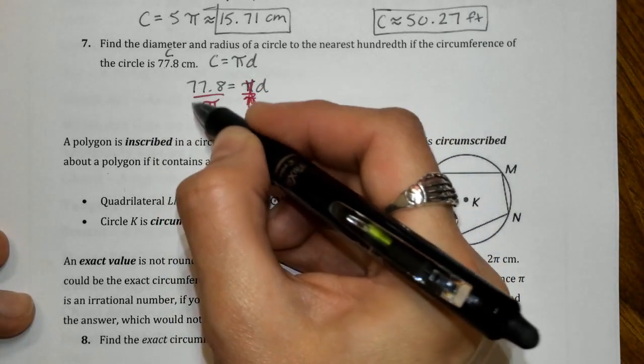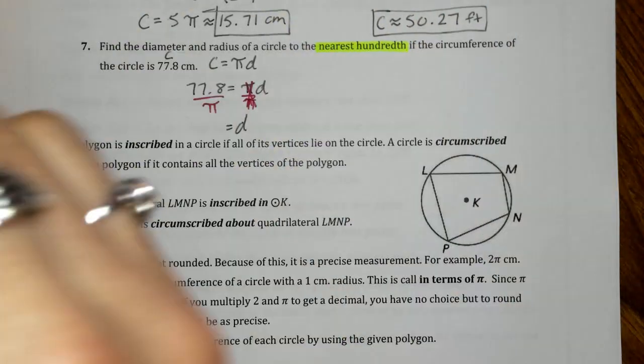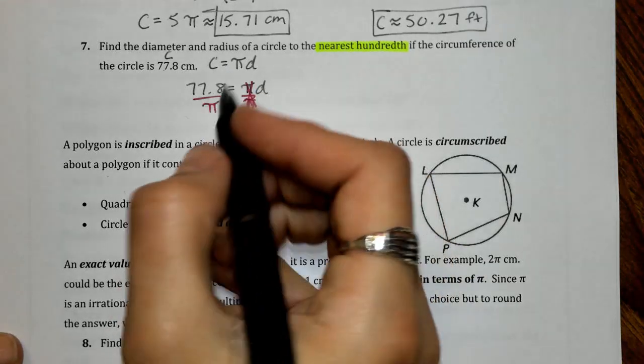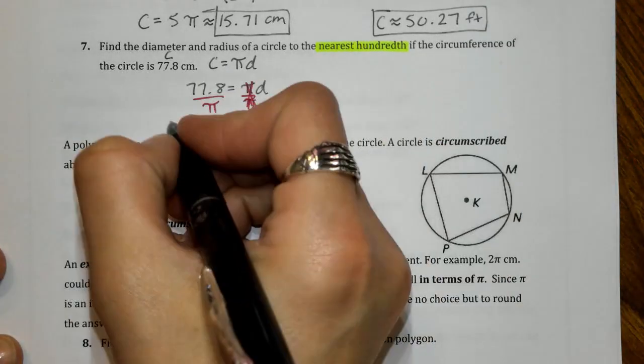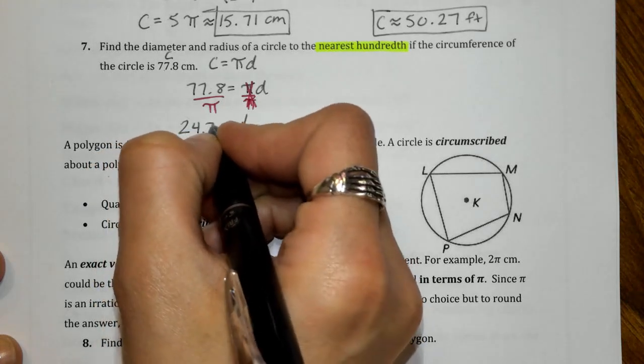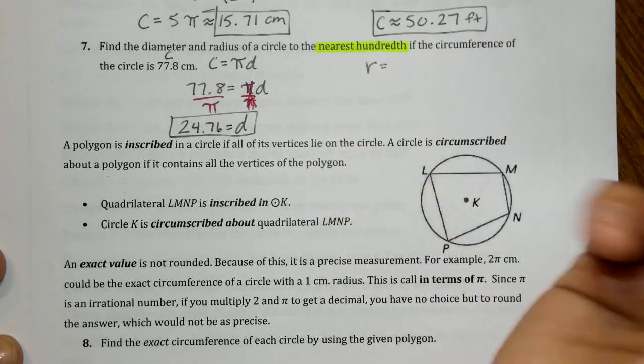When we plug this into the calculator, we do want the nearest hundredth. Again, 2 numbers after the decimal. Pay attention to the third, rounding rules. We're going to end up with approximately, and I didn't do my approximate sign, no big deal, 24 and 76 hundredths. Now to find the radius, I'm just going to use the diameter.